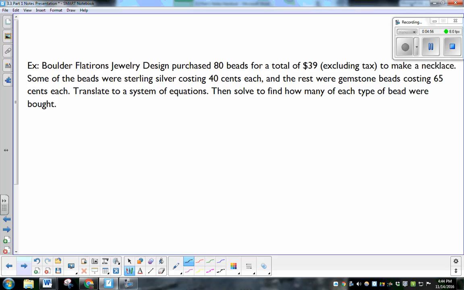So the first thing we need to do is pick our variables. So we're looking for how many of each type of bead were bought. Those are going to be our two variables. So let's see. We don't know how many silver beads were bought. I'm going to use X instead of S because we don't like using S's. They look like 5s. So X is the number of silver beads.